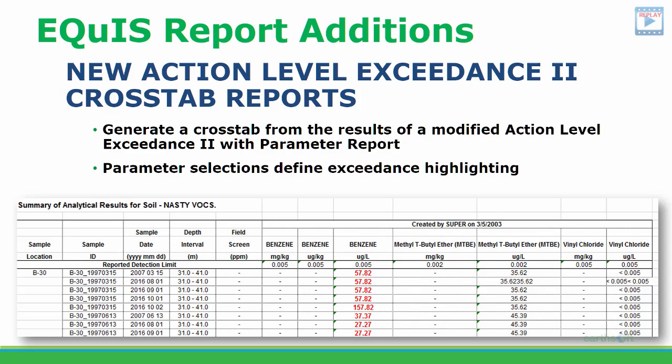Another report addition is actually 2 different reports, and they're new action level exceedance crosstab reports. So essentially the parameter interface is the same as what you would look at, or very similar to what you would look at, in the action level exceedance 2 report. But when you fill out all of those selections, there are some additional parameter selections to define how you want those exceedances, if there are any, to be highlighted. And so you can select up to, I believe, 6 action levels and define their different exceedance highlightings.